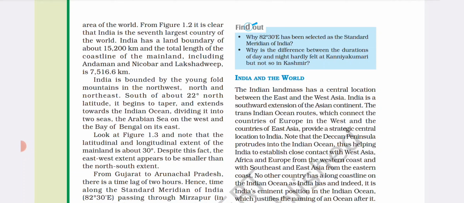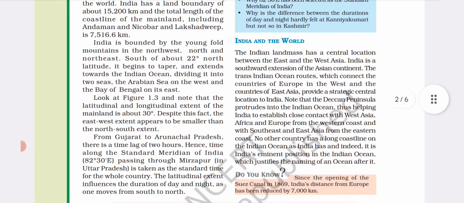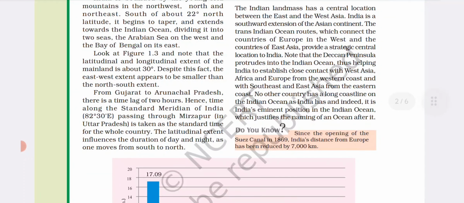7,516.6 km. India is bounded by the young fold mountains in the northwest, north and northeast. South of about 22 degree north latitude, it begins to taper and extends toward the Indian Ocean, dividing it into two seas, the Arabian Sea on the west and the Bay of Bengal on its east. Figure 1.3: note that the latitudinal and longitudinal extent of the mainland is about 30 degree. Despite this fact, the east-west extent appears to be smaller than the north-south extent.